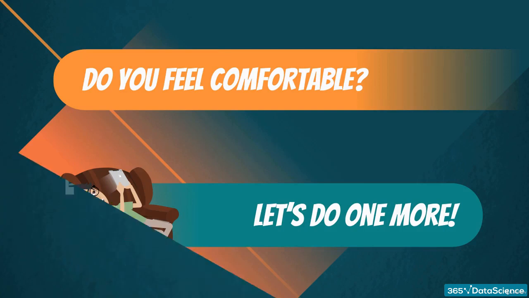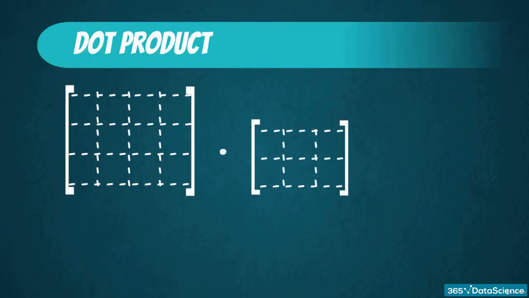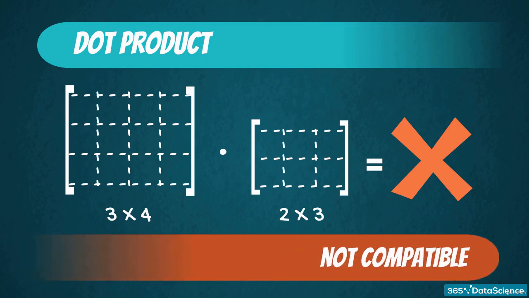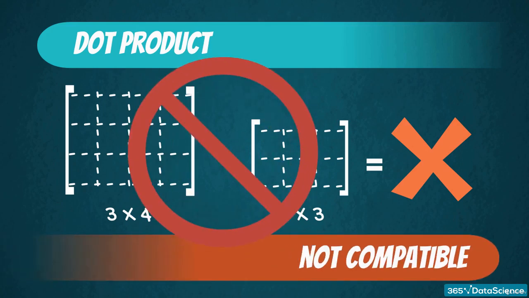This matrix multiplied by that one. A 3 by 4 matrix times a 2 by 3 matrix. What will the dimensions of the output matrix be? 3 by 3, no? Wait. It's not 3 by 3. In fact, it's nothing. The two matrices are not compatible. It is very important to remember that more often than not, you will not be able to multiply two matrices. So, please take good note of the shapes.